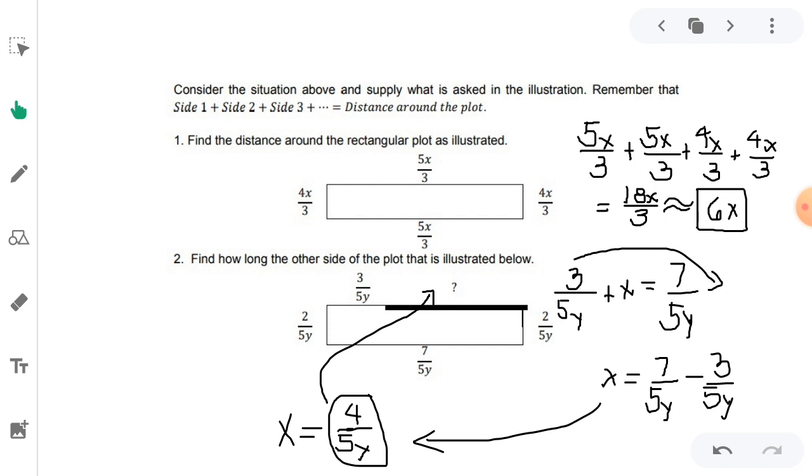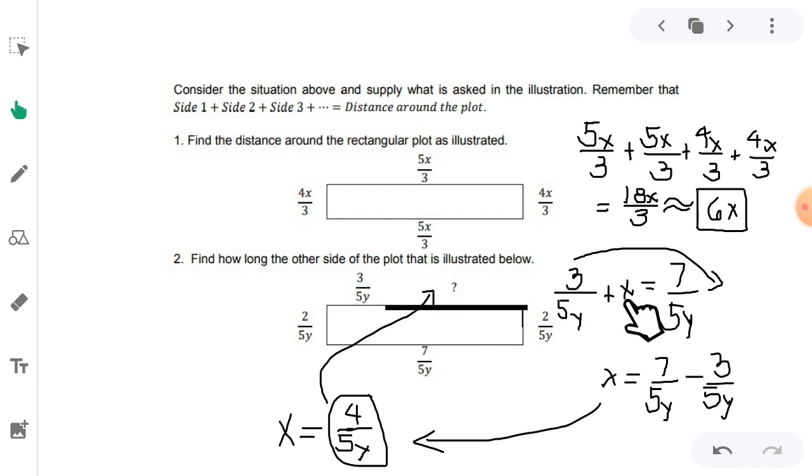So, 3, just add them. So, pag-add natin si 3, 5 over y plus x, yung unknown is, gawin natin x is equal to 7 over 5y, since yung other side is 7 over 5y. Since they are the same in measure, 3x is 3 over 5y.